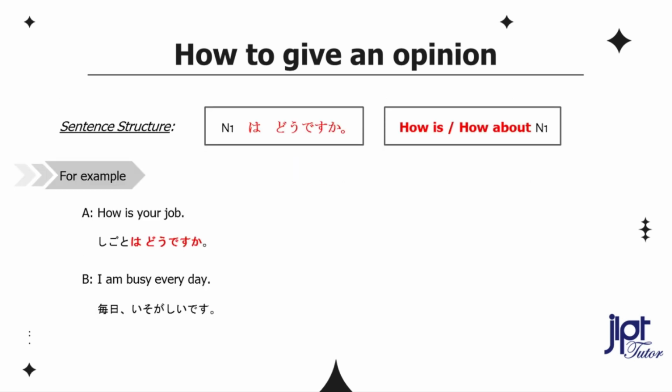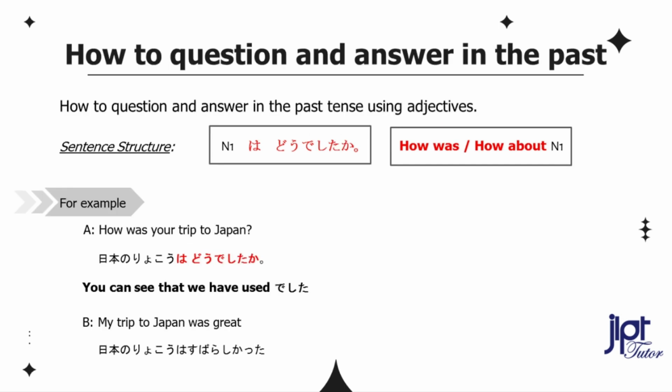Let's do one more if your friend asks about your job. How is your job? 仕事はどうですか？ I am busy every day. 毎日忙しいです。 You can practice some similar sentences in your notebook.